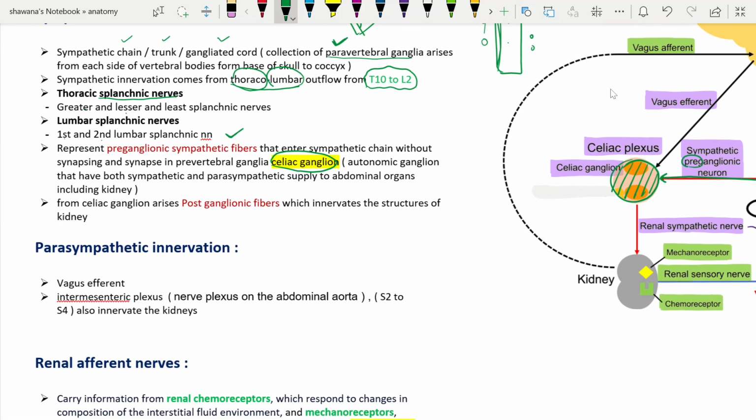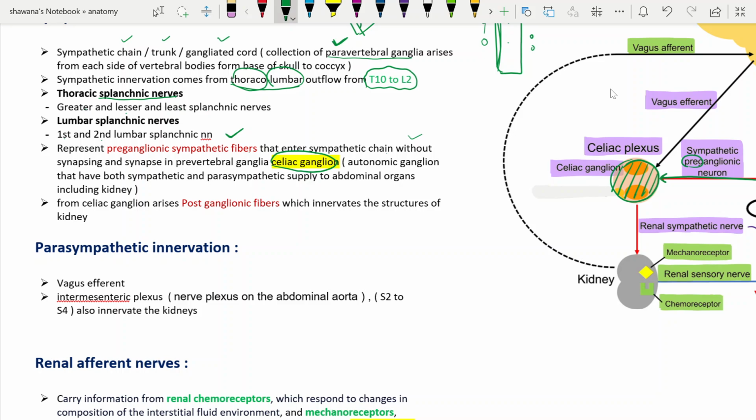Okay, the same thing is written here, that preganglionic sympathetic fibers enter the sympathetic chain without synapsing, because there are a bunch of fibers that do synapse in the sympathetic chain, but the thoracolumbar outflow nerves going to the kidney don't synapse in the sympathetic chain, and they go directly to the celiac ganglion as the preganglionic sympathetic fibers.